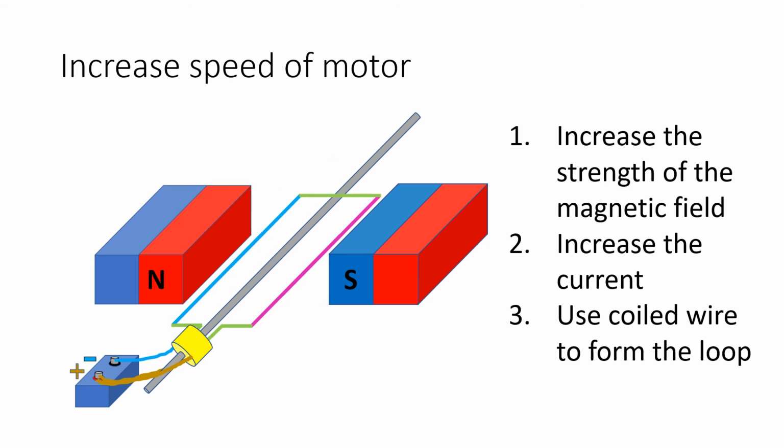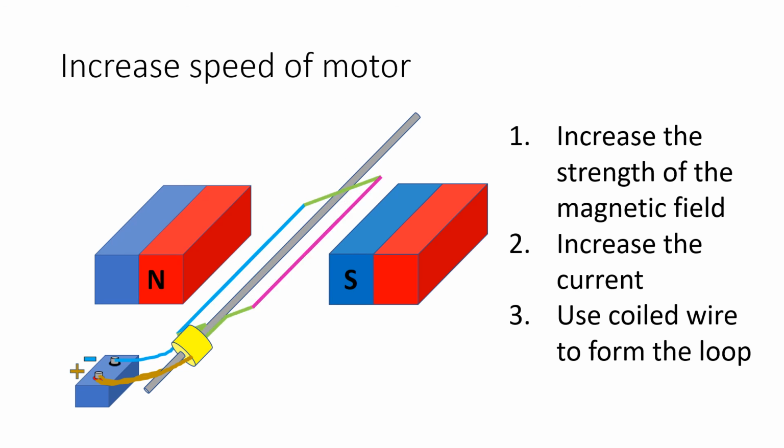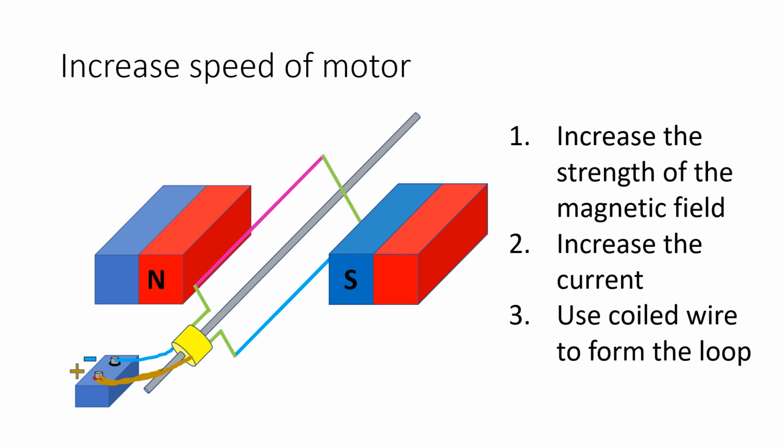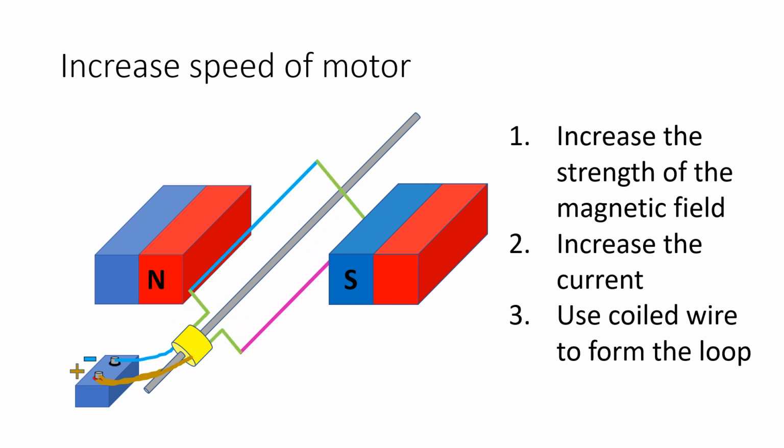Well, the three ways are to increase the strength of the magnet using larger magnets or using different magnetic materials. We can increase the amount of current flowing through the wire, or we can use coil wire to form the loop rather than a single continuous piece of wire. Remember, if we have coil wire, what we're essentially doing is increasing the magnetic field around the wire.